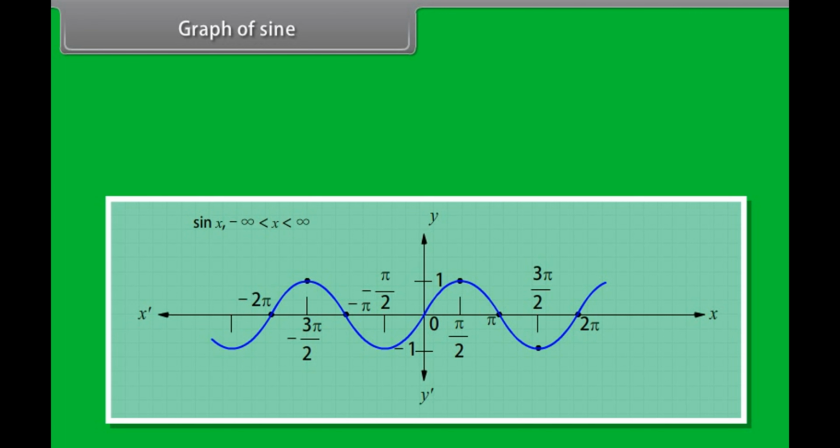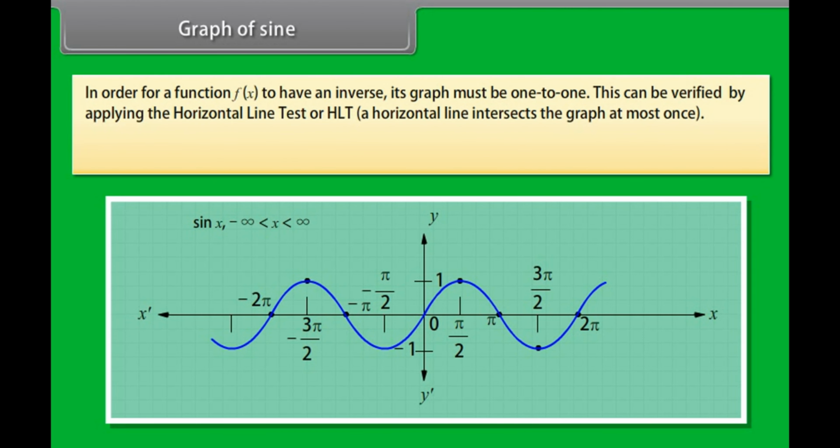This is the graph of f of x is equal to sin x. In order for a function f of x to have an inverse, its graph must be one-to-one. This can be verified by applying the horizontal line test, or HLT. A horizontal line intersects the graph at most once. Clearly, the graph of sin x fails this test. So, how do we define the inverse of sin x?